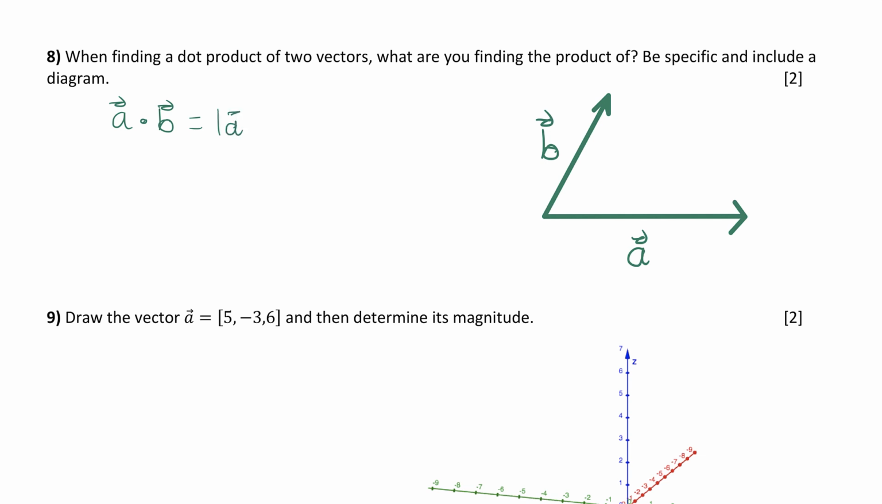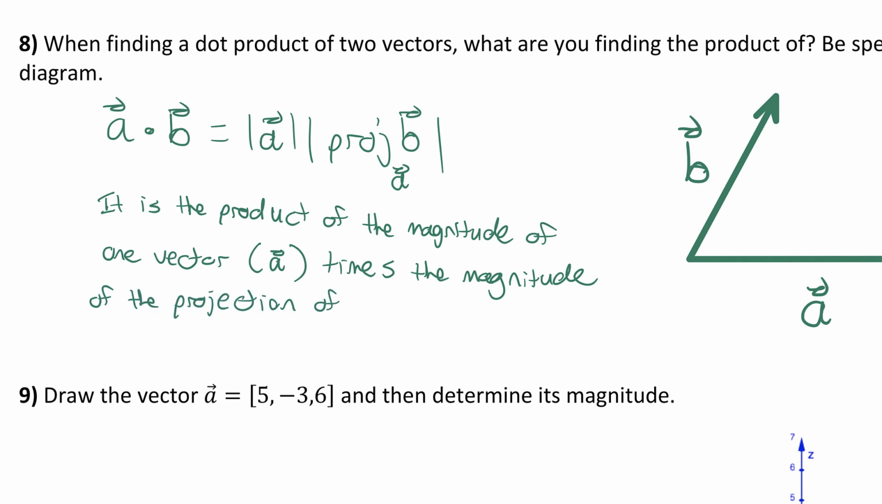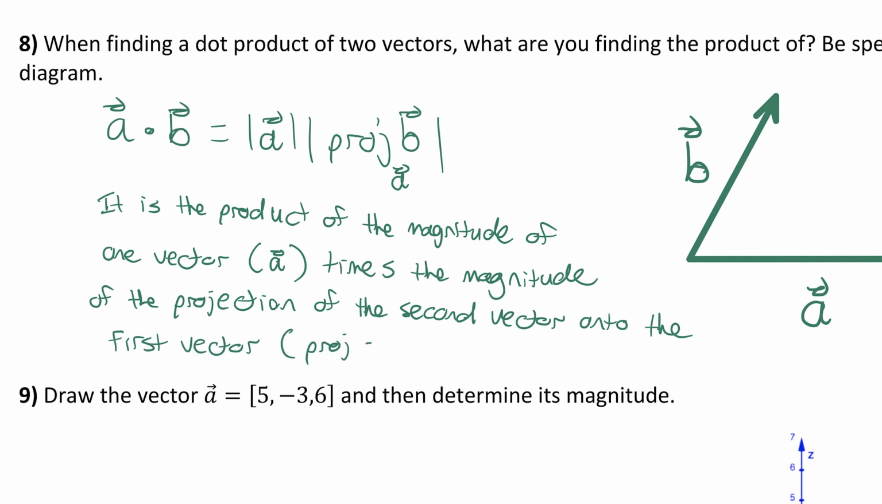I'll just pick vector A. And that gets multiplied by the magnitude of the projection of the other vector, so vector B, onto the first vector, vector A. So let me write that in words. It is the product of the magnitude of one vector, I chose A, times the magnitude of the projection of the second vector onto the first vector. So in this case, that would be the magnitude of the projection of B onto A. And let me show you in the diagram what that looks like.